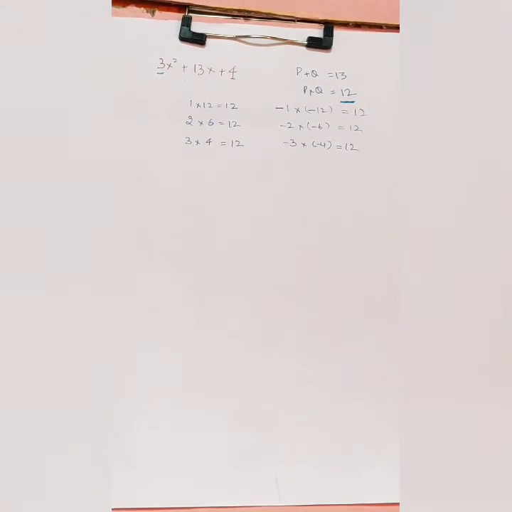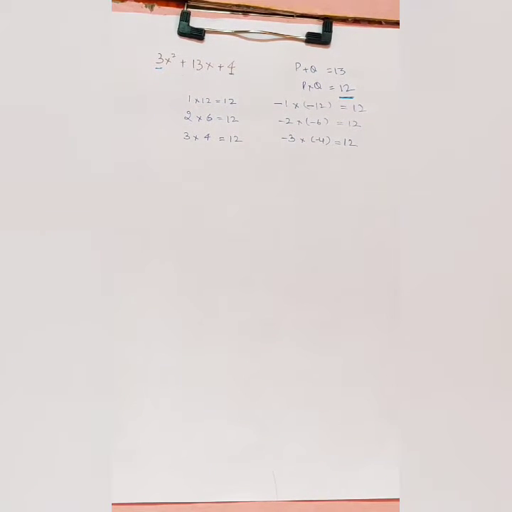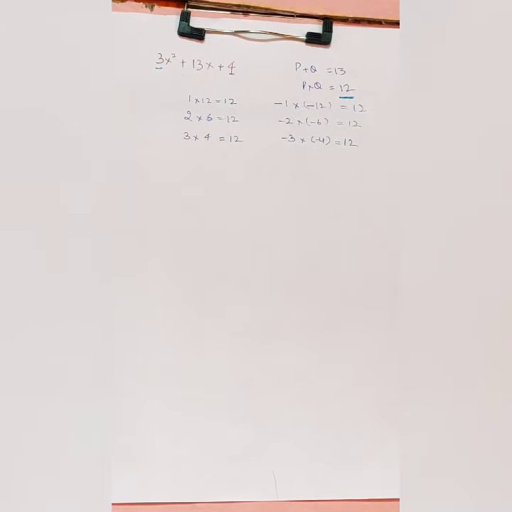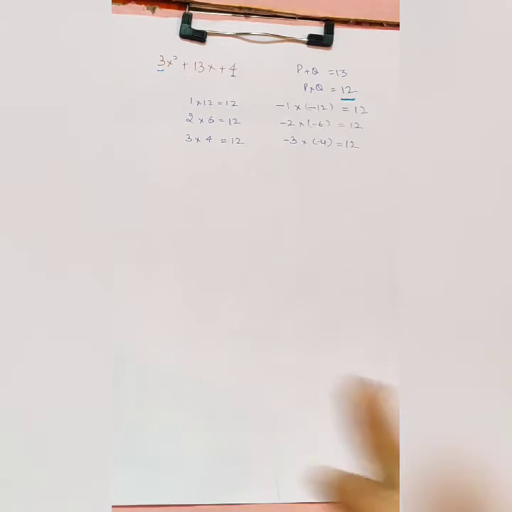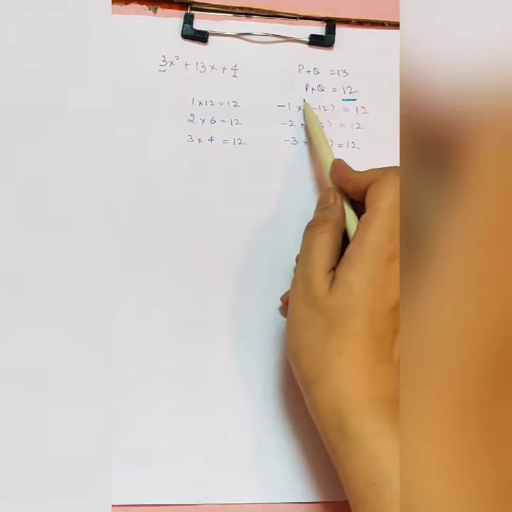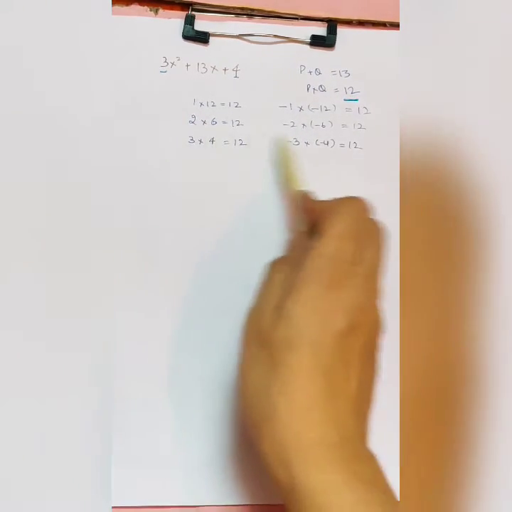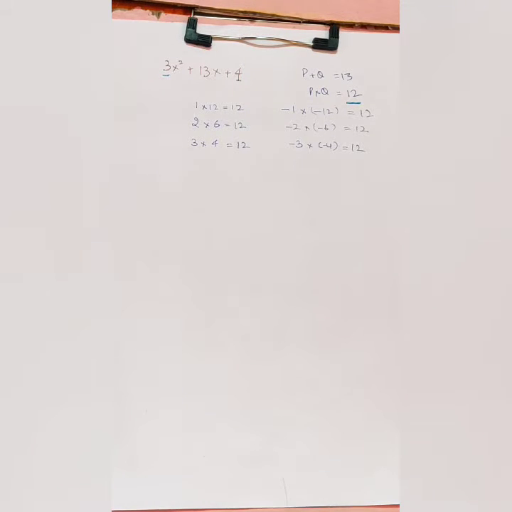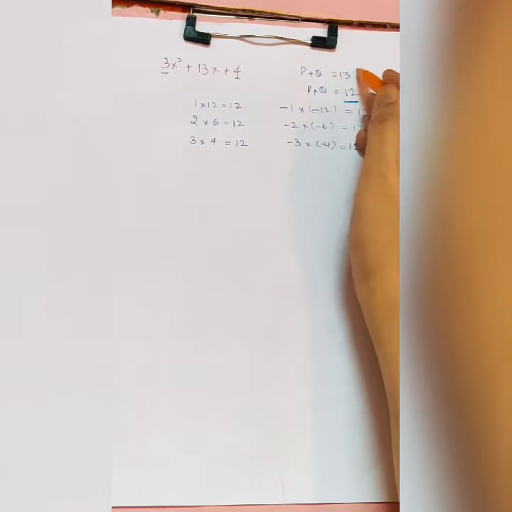Nothing more, such combination of p into q. 12 can be written as a product of these numbers only. So if 12 is p into q, then p and q can be from these only. These are the only possible combinations of p and q. Now from these, which p and q to choose? Now this comes into picture.